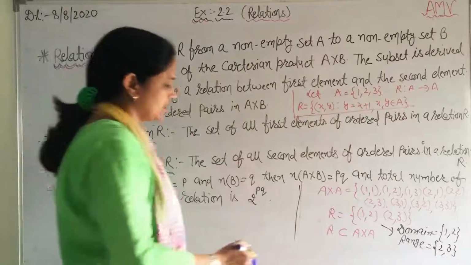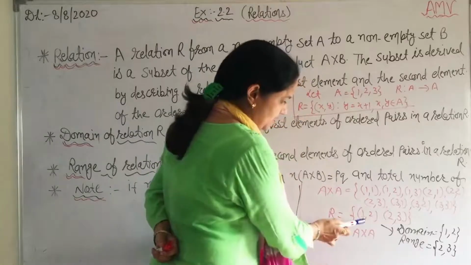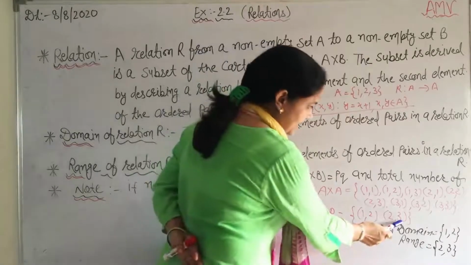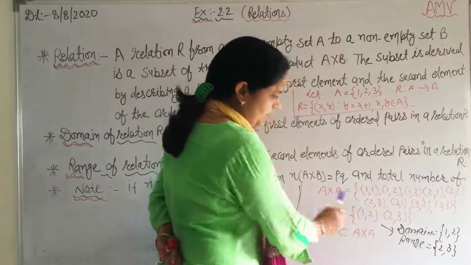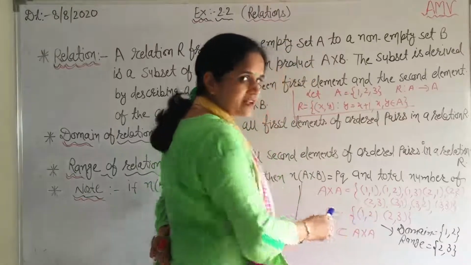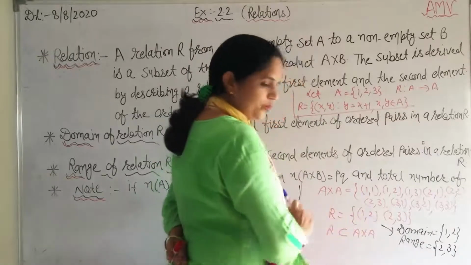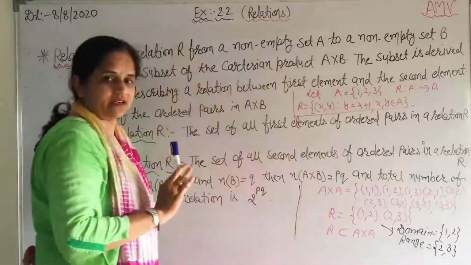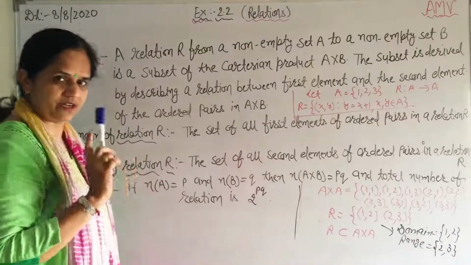Next concept: here, in the ordered pair (1, 2), 2 is known as the image of the first element, it means the image of 1. The second element is the image of the first element. Here 2 is the image of 1, and 3 is the image of 2. And 1 is known as the pre-image of the second element. 1 is the pre-image of 2, and 2 is the pre-image of 3. So there are three main concepts: relation, domain of relation, and range of relation.